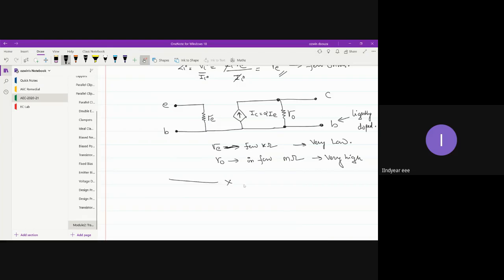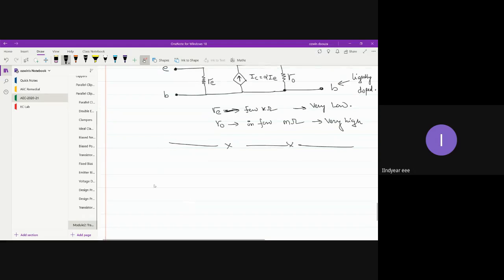So that concludes your RE model. Now, 6 minutes I'm left with. So the conclusion or the takeaway from today's class is that whenever you deal with any AC circuit, what you have to do is, you have to replace the transistor symbol.